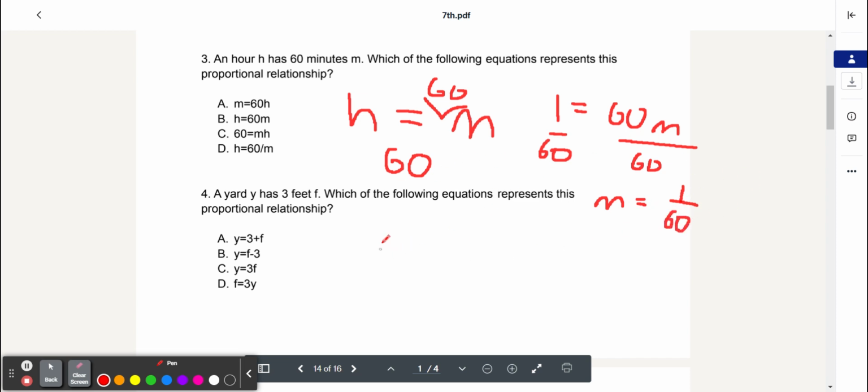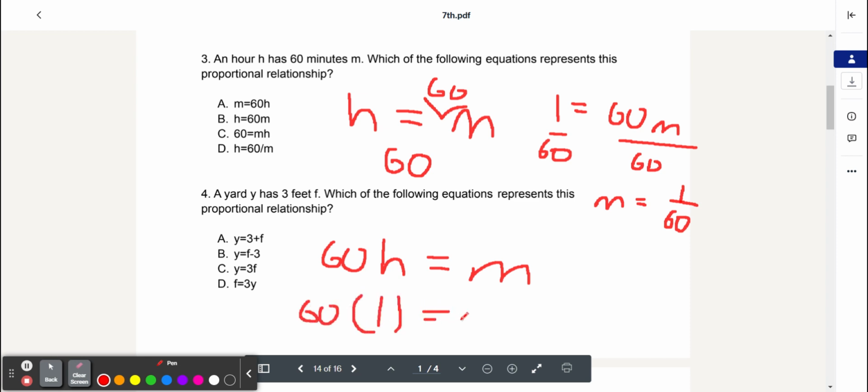So the actual answer that we want is we put the 60 next to the h. And now if we test it, if we put in 1, well, then the 1 gets multiplied by 60, and we get 60 minutes in 1 hour, which is what we wanted. So we just find this equation, which is the one right here, A, m equals 60h.